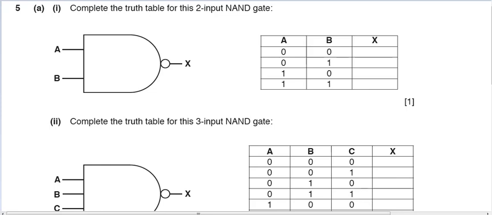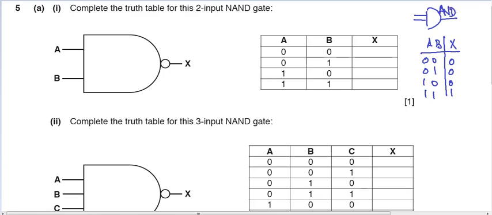Complete the truth table for this 2-input NAND gate. Now we know that for a NAND gate, this is an AND gate, right? It's an AND gate. So for an AND gate, the output is only 1 when both the inputs are 1.